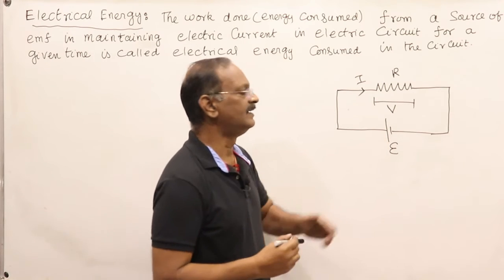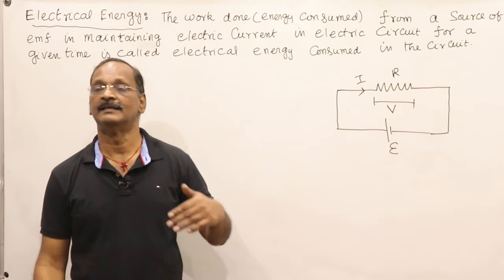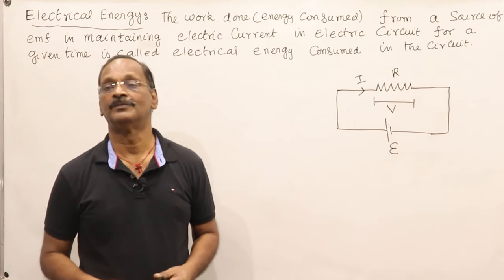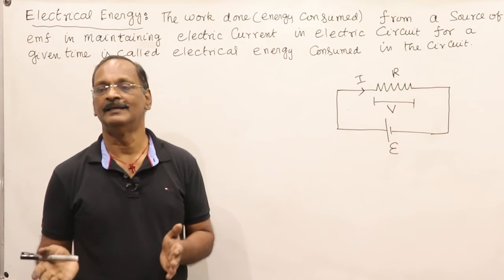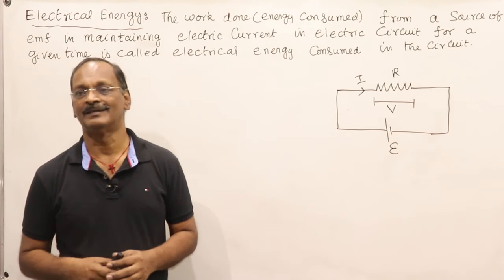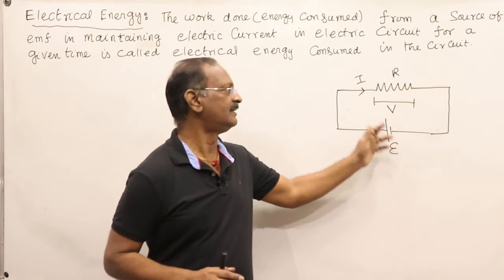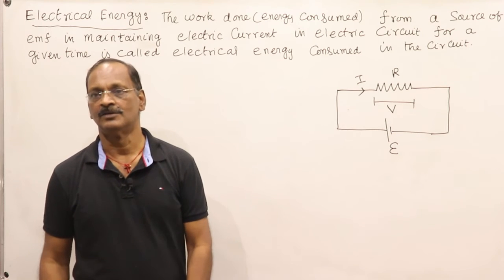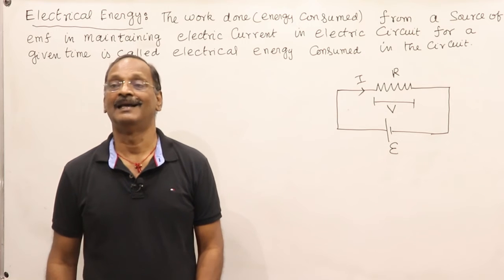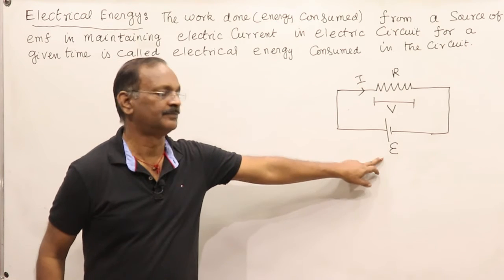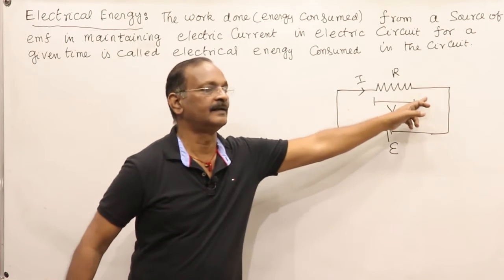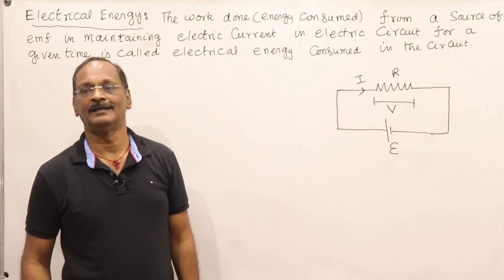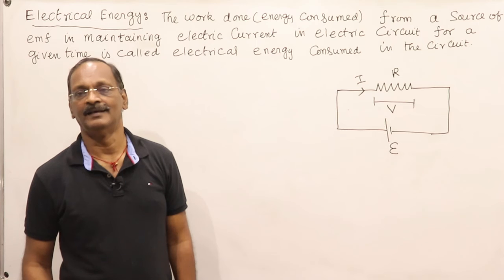See, when current is flowing, heat is produced, heat is dissipated, and comes out of the resistor in the form of heat energy. By the work-energy theorem, the work done by this battery to move the charge from here to here is converted into energy. So work done, that is energy consumed from a source of EMF maintaining the electric current in the electric circuit for a given time, is called electrical energy consumed in the circuit.